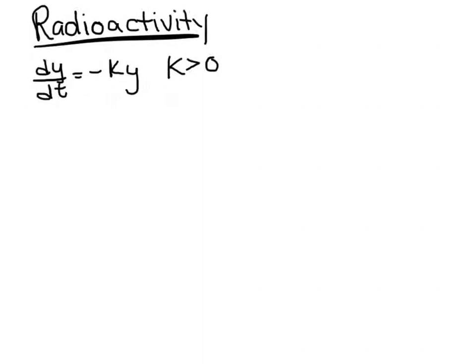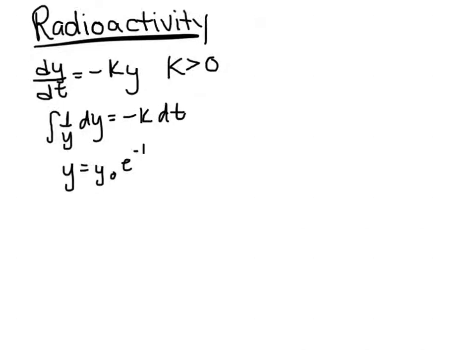So the way that this works, to solve this differential equation, we're going to divide both sides by y and multiply by dt. So then, of course, we would have the integral of 1 over y dy equals negative k dt. And we've already solved one very similar to this. And going through and doing this, we would get y equals y naught e to the negative kt. Of course, y naught is the initial amount of radioactive material that you would have.